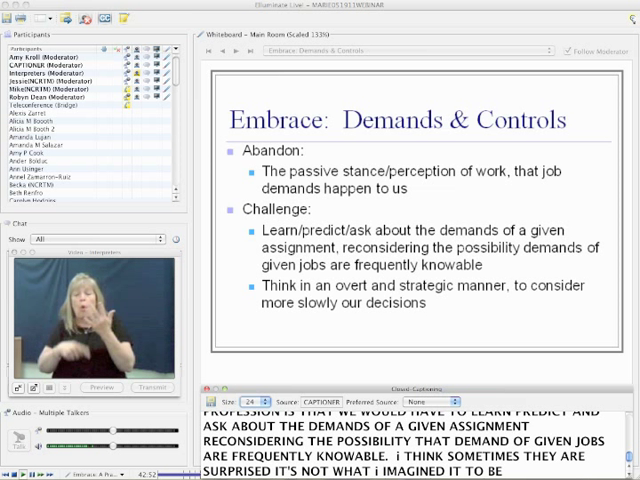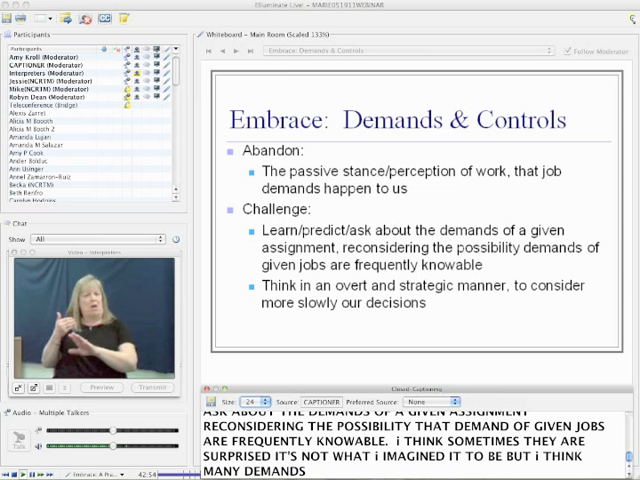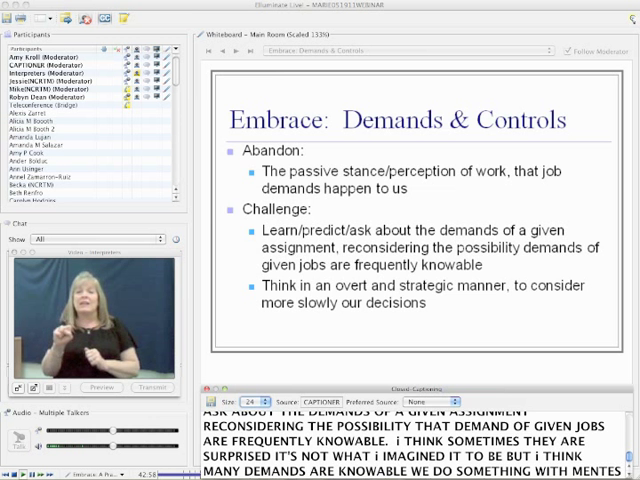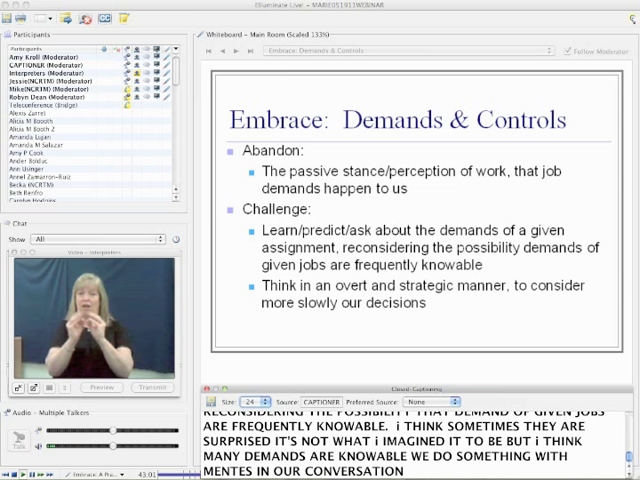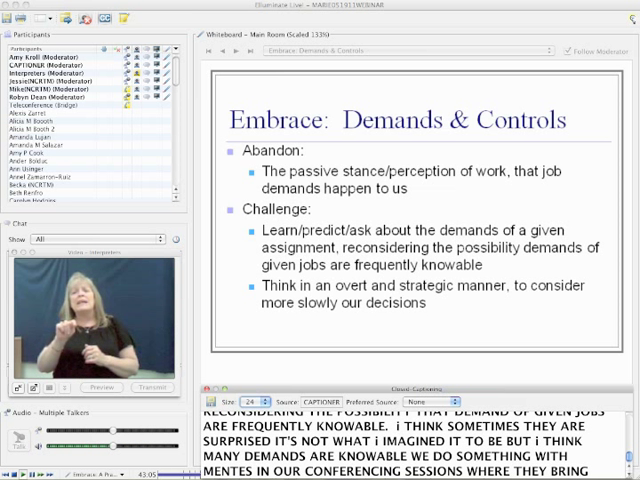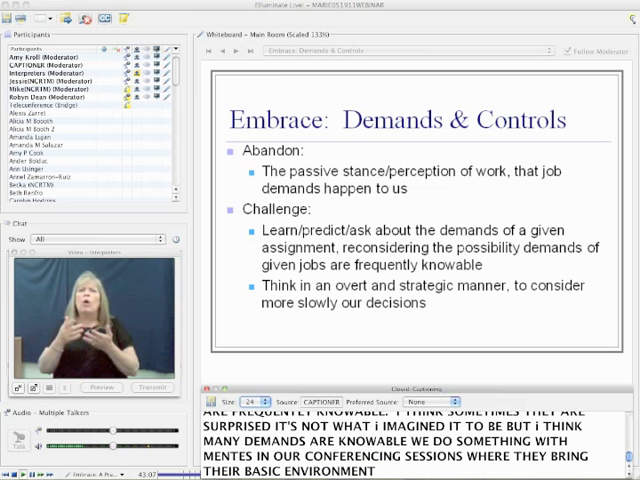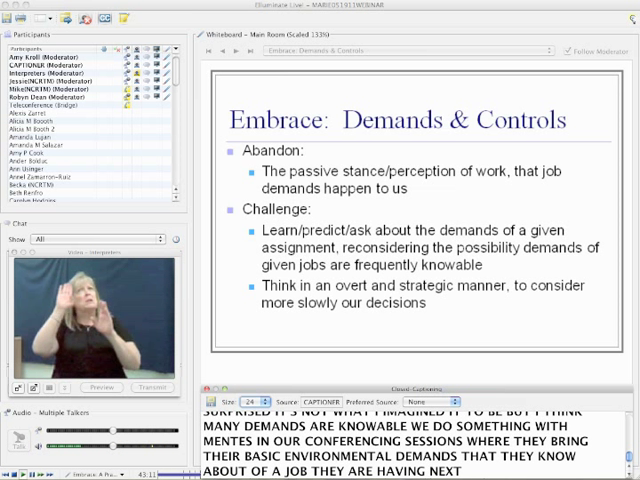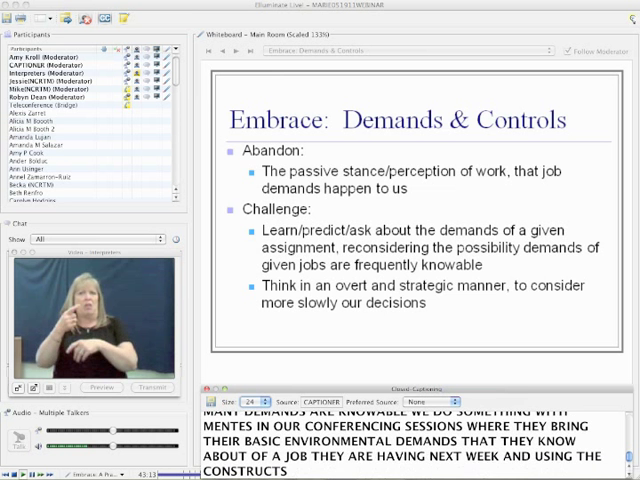We do something with mentees in our case conferencing sessions where they bring their basic, what ends up being environmental demands that they know about of a job they're having next week. And using the constructs of EIPI, we as a group brainstorm, this is what you're likely to face. And it's amazing to see how much we can know.